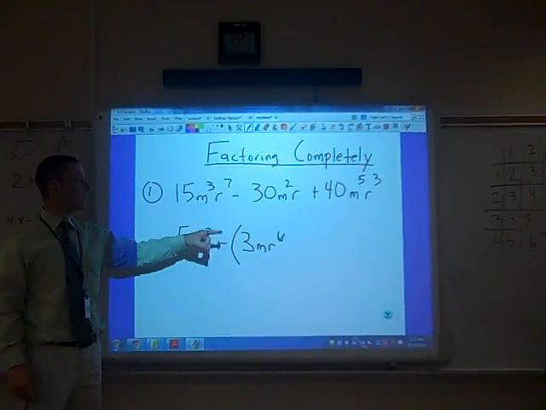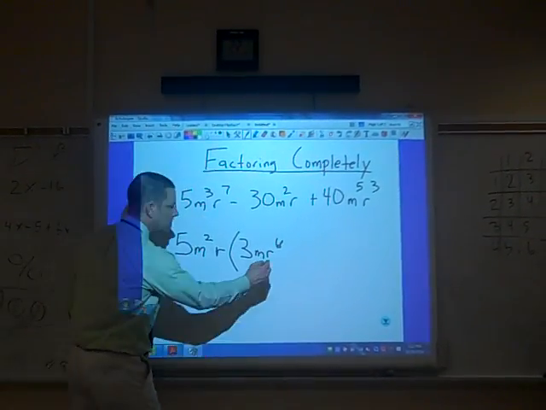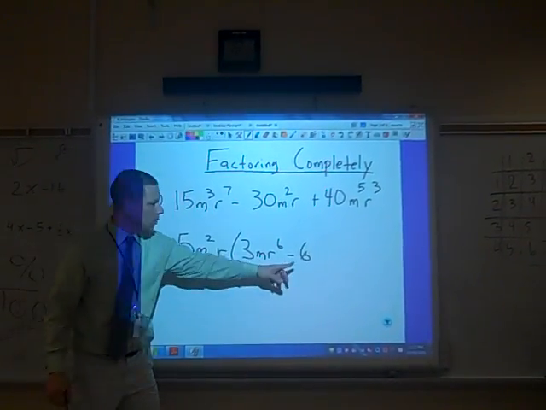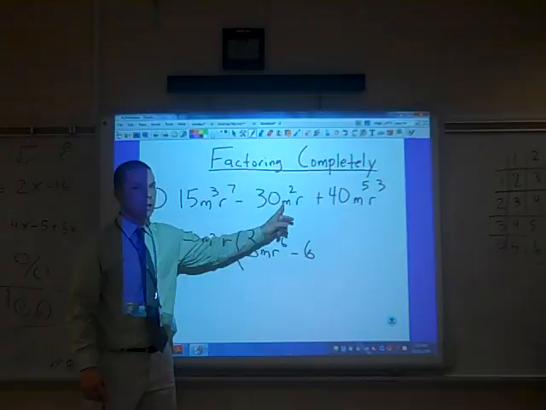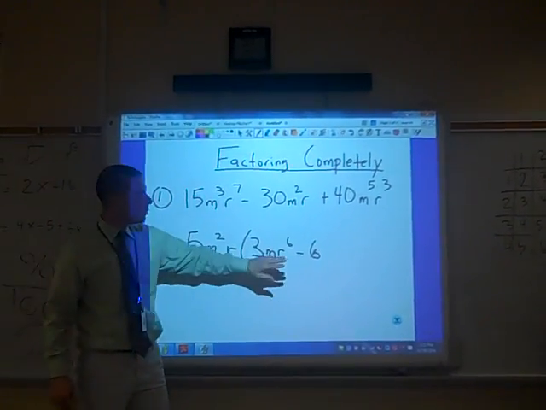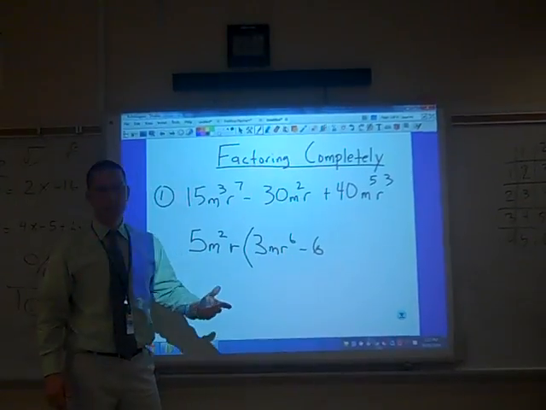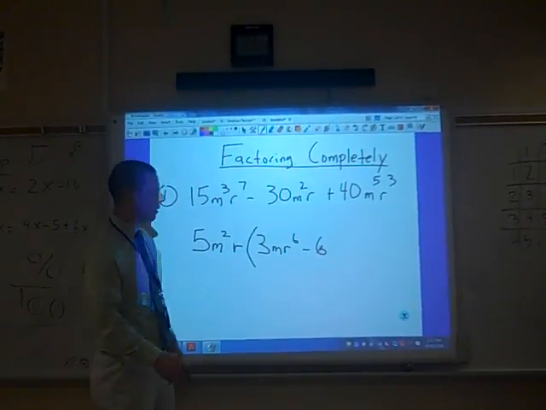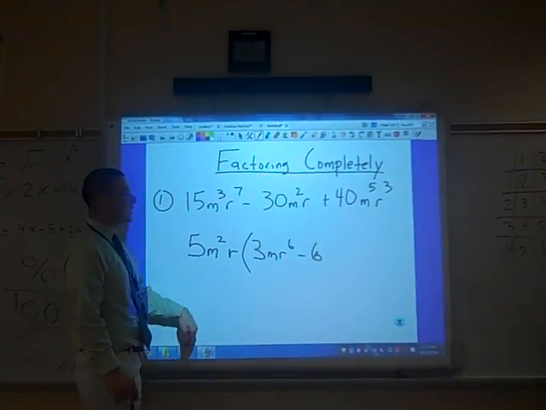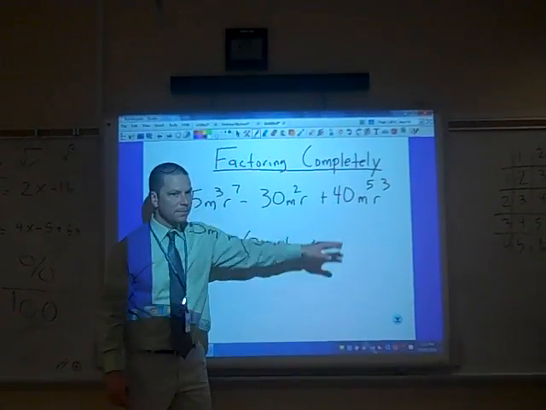5 times what would give us negative 30? That's negative 6. And m squared times what gives us m squared? Well, that's just 1, so we don't need to add anything else there. r times what would give us r back? That's also just 1, so we don't need to add anything else to that term, so we're done with the middle term. Moving along. 5 times what gives us 40?